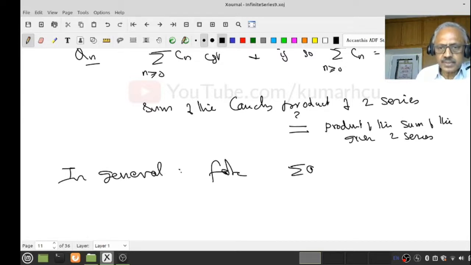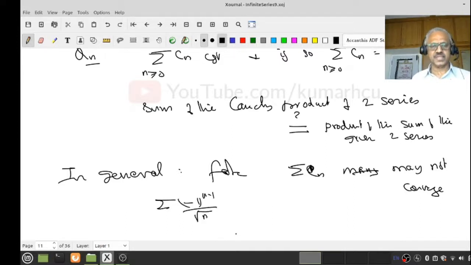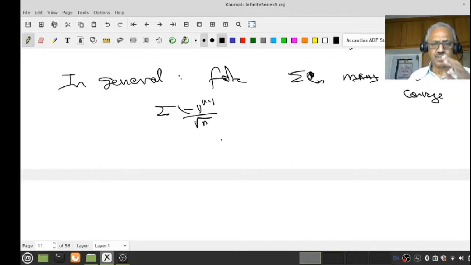Summation Cn may not converge. There are easy examples. I don't want to get into that. Something like minus 1 to the power n by square root n, etc. By the alternating series test, you can show that this is convergent, but the Cauchy product will be essentially non-convergent. I don't want to get into that. Please do all such things.